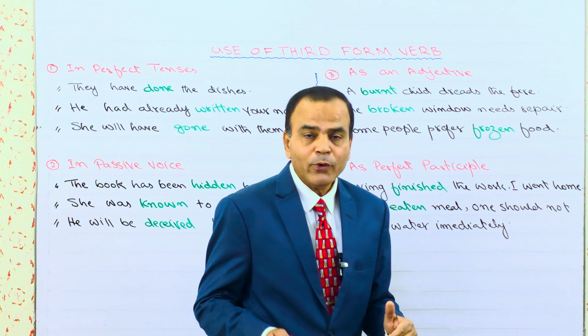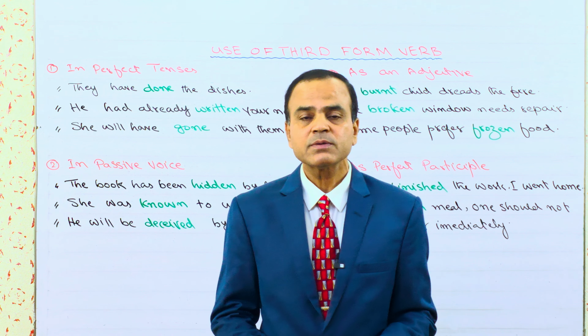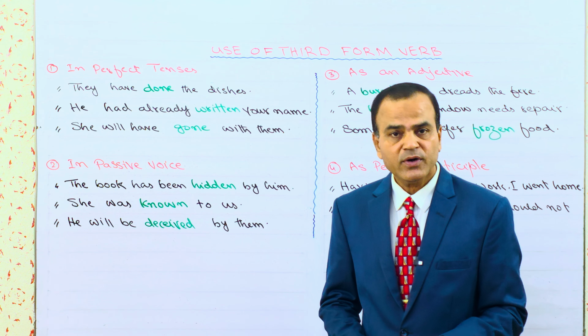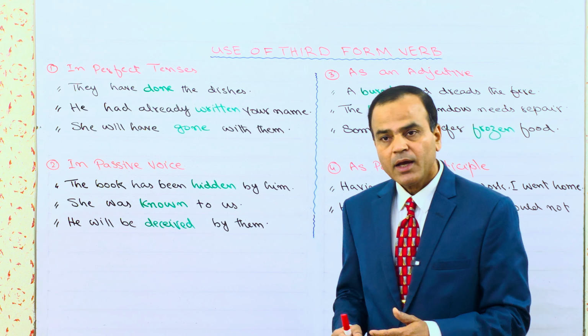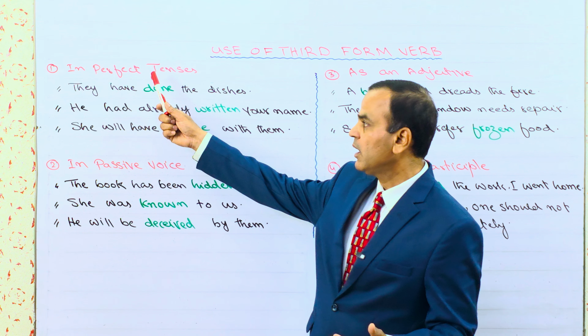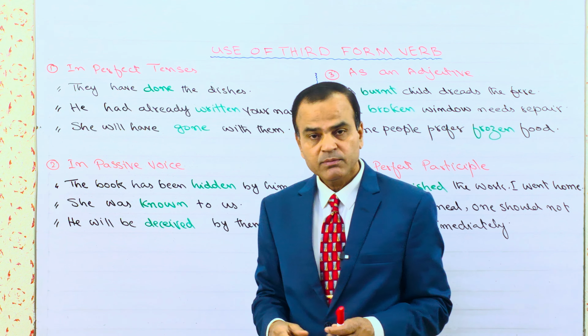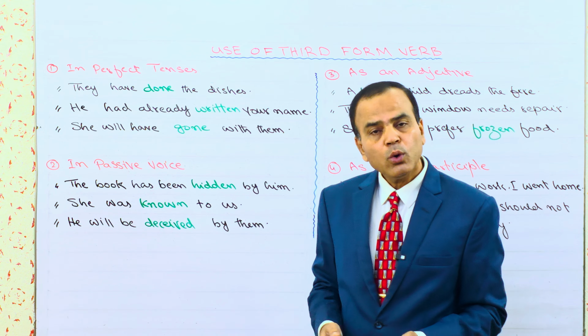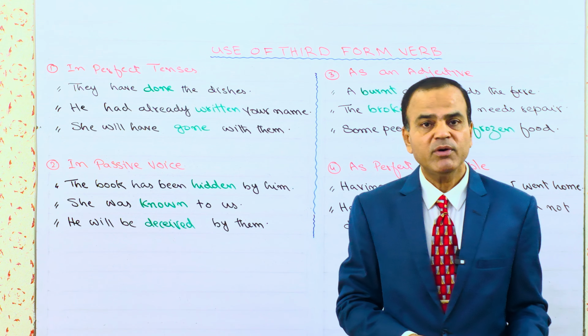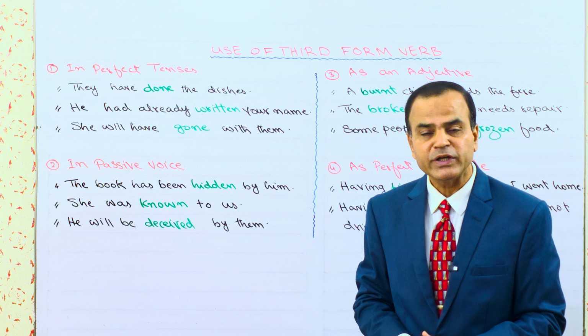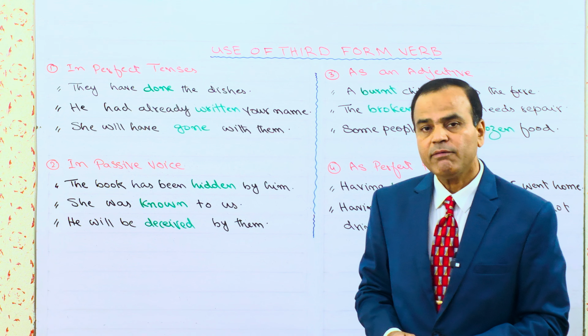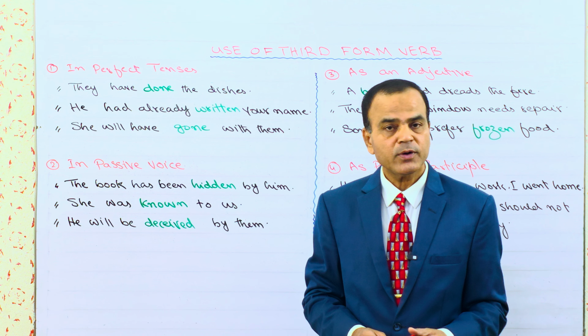So these are the 4 common uses of the third form of the verb, and the most common are in perfect and passive voice. I hope that you learned all about the third form of the verb and how it is used in English. If you have any question, do ask me.